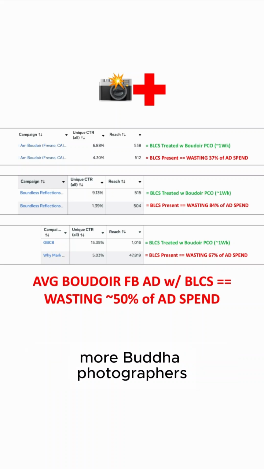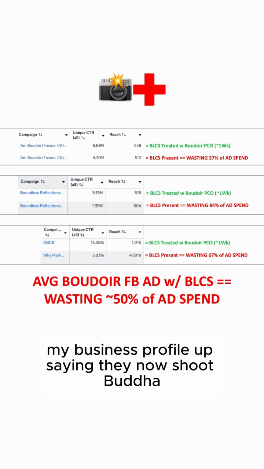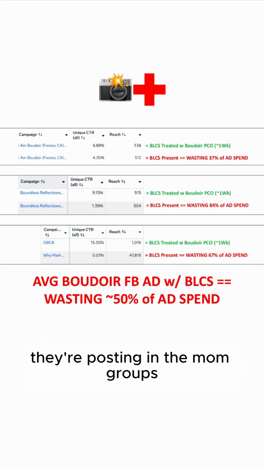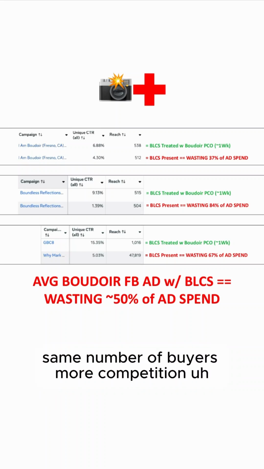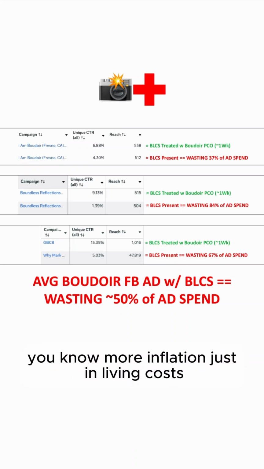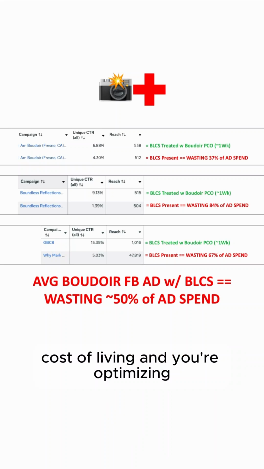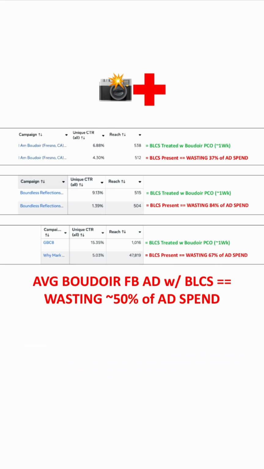Every time someone gets a new iPhone, they're putting their Google My Business profile up saying they now shoot boudoir. Every time someone gets a new camera, they're posting in the mom groups saying they now shoot boudoir. So more saturation, same number of buyers, more competition. You're seeing more inflation just in cost of living, and you're optimizing, pulling more money out of the other parts of your business.